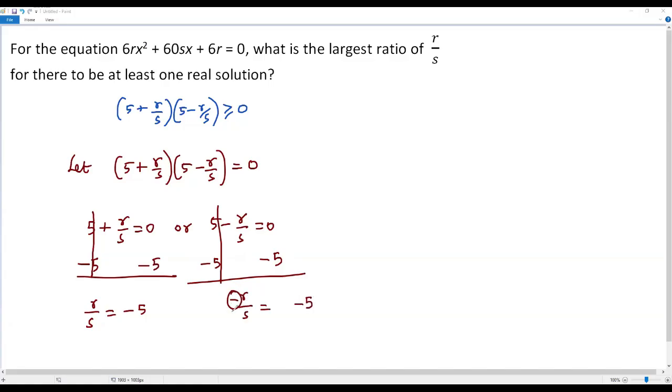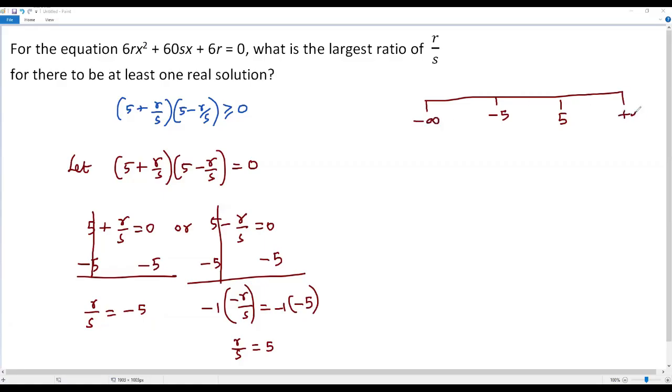Okay, now to get rid of this negative sign over here, I multiply both sides of this equation by negative 1. When I do so, this negative times negative will become positive. Then we get 1 times r over s as r over s. On the right side, when I multiply negative 1 and negative phi, I'm getting positive phi. Okay, I'm getting two values for r over s. One is negative phi and the other one is positive phi. Now let me mark these values on the number line, negative phi and here positive phi. On the left side extreme, we have negative infinity, and the right side extreme, we have positive infinity.